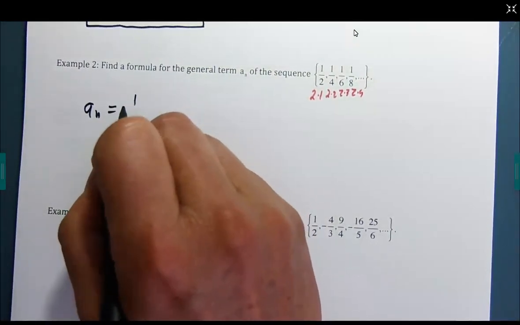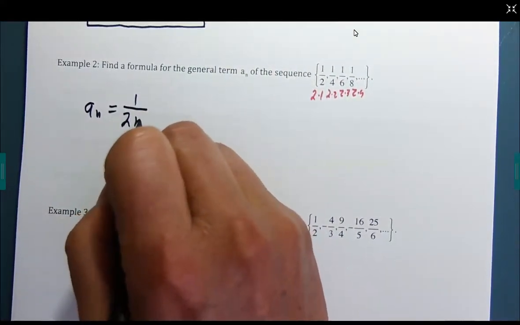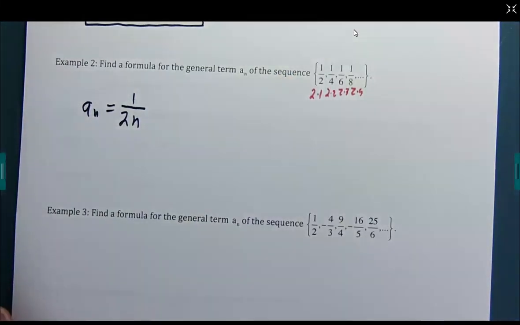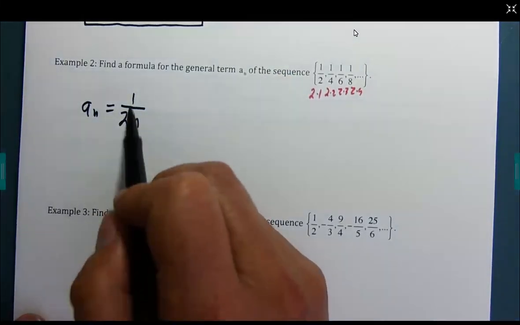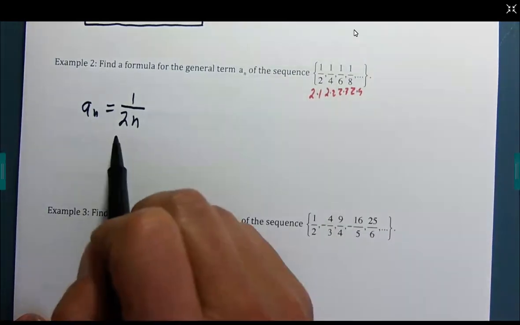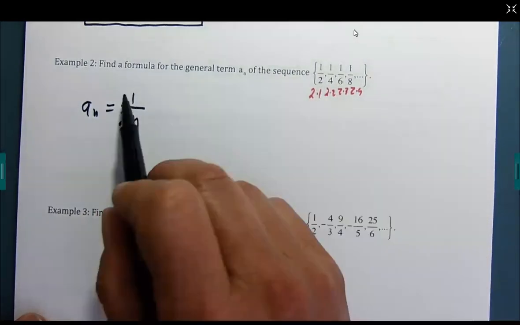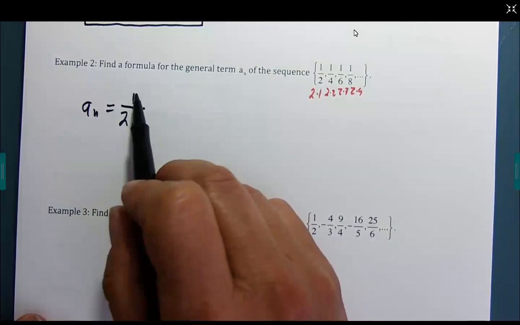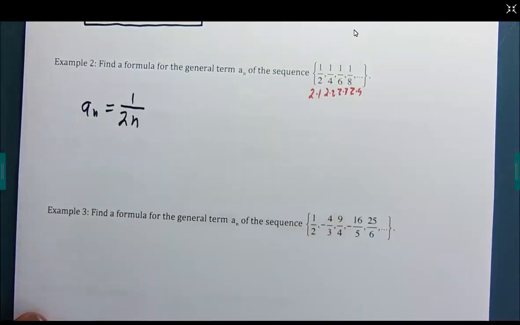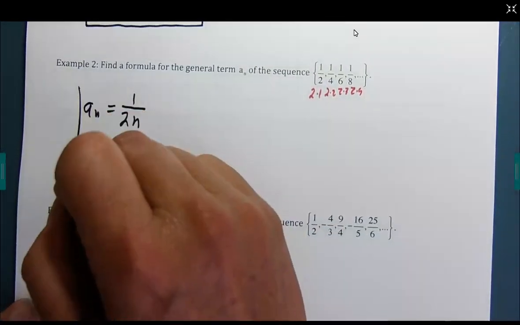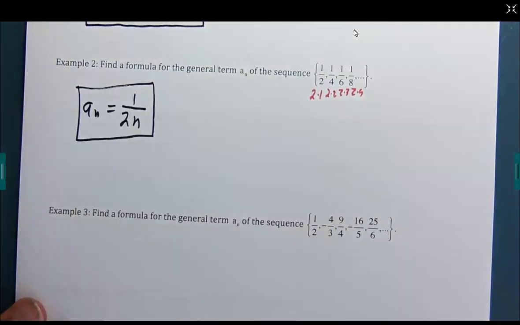And the numerator is always 1. There's a nice simple one for us. So when I plug in 1, I get 1 half, which I should get. When I plug in 2, I get 1 over 4. A sub 3 is going to be 1 over 2 times 3, which is 6, and so on. So once again, here's our formula for the a sub n term.